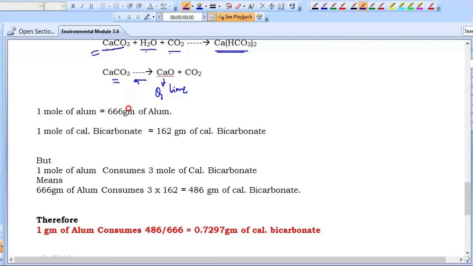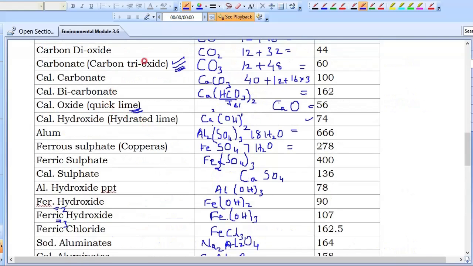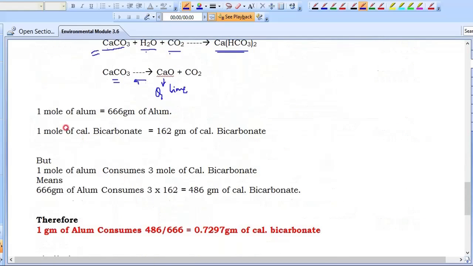Now again we need to understand them. Okay, now we are going to simplify them. 1 mole of alum means 666 gram of alum. From the table we came to know that this is the alum. 1 mole of alum is 666 gram of alum. Then 1 mole of calcium bicarbonate means what? 162 gram of calcium bicarbonate, from the table.